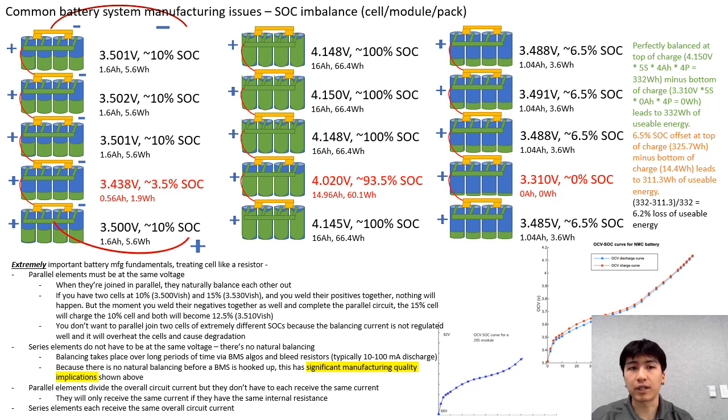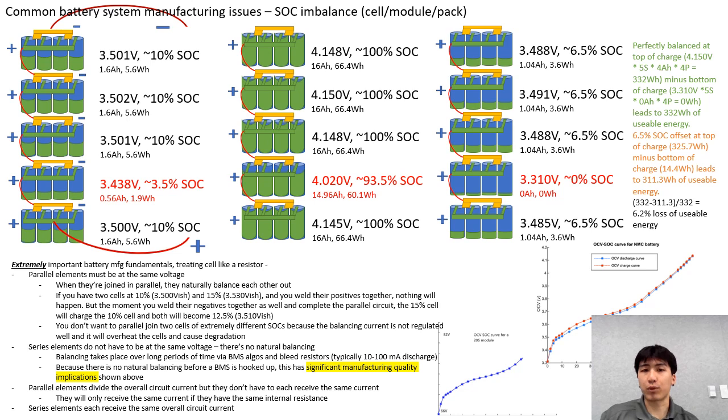But in this case, because there's one that's 6.5% lower, it's only at 325.7 watt hours at top of charge because you're missing a little bit from your 93.5% one. And then at the very bottom of charge, you actually have 14.4 watt hours, and you can't go any lower because there's 4 series groups that have a little bit higher. It's still at 6.5. It can't fully go down to 0. And because of that, you actually lose 6.2% of usable energy.